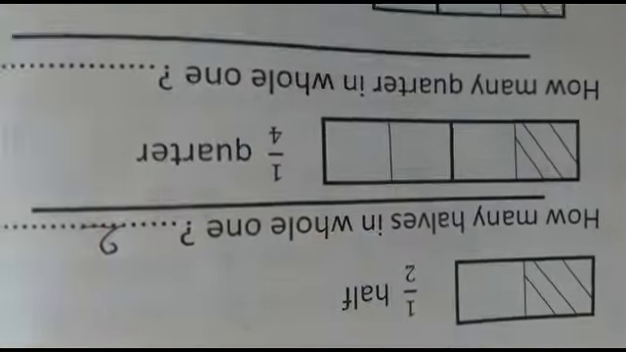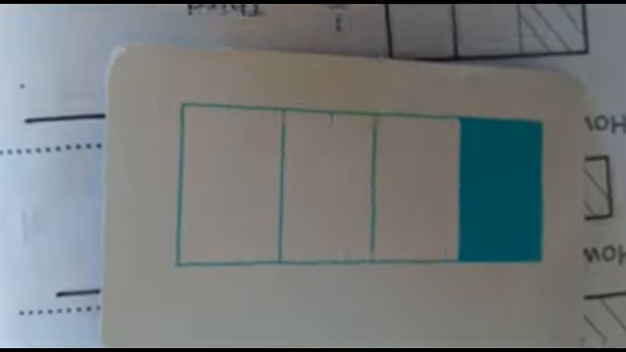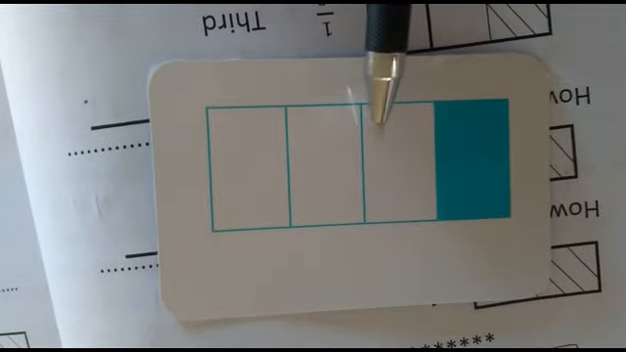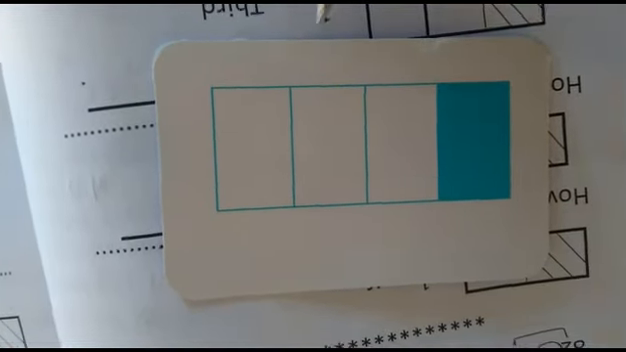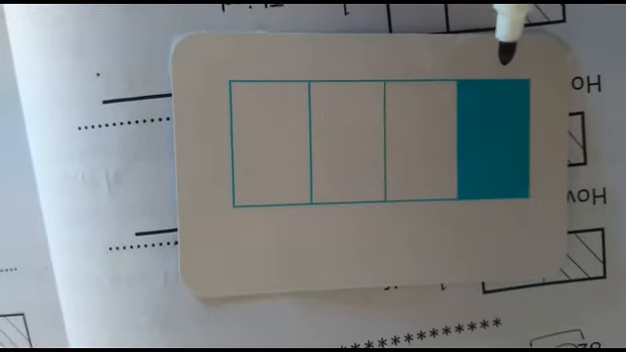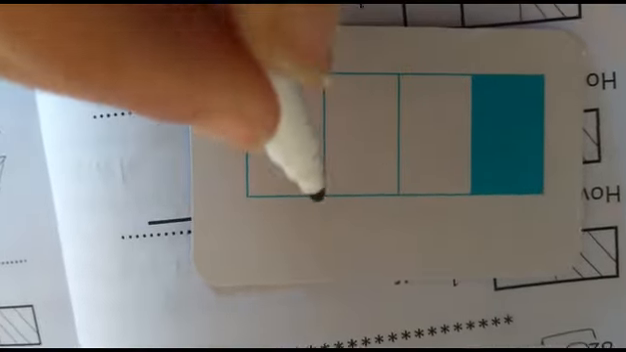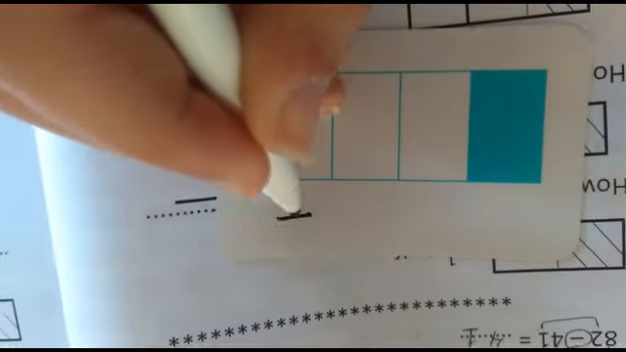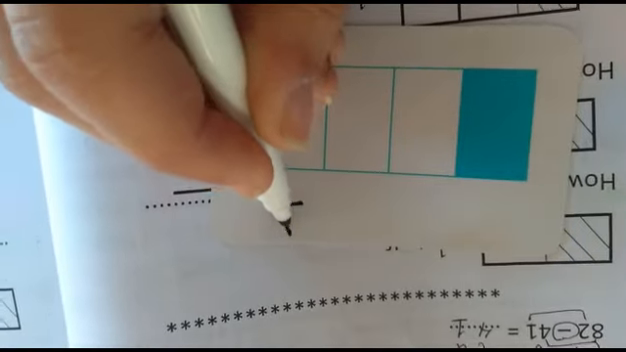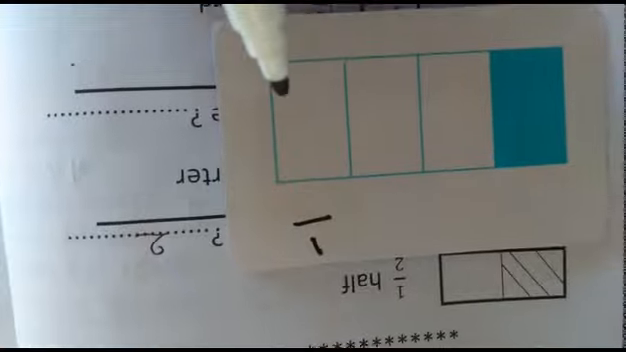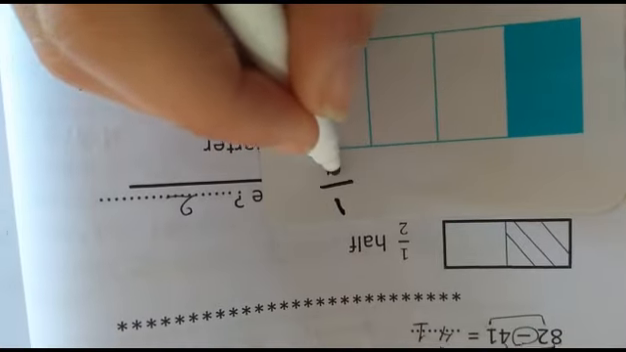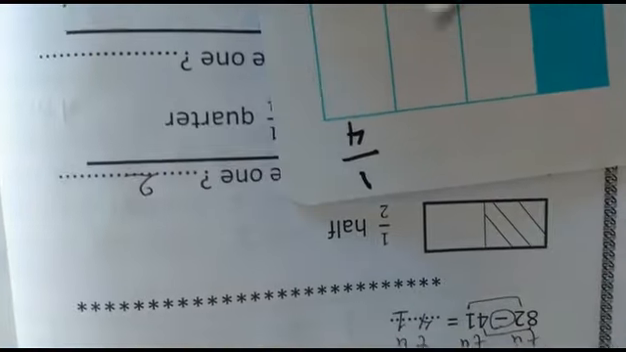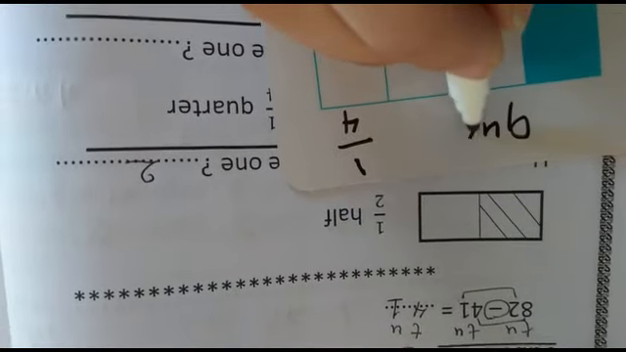And now I have whole 1, but now I divide it into how many parts? 4 equal parts: 1, 2, 3, 4. Now can you represent the colored part by a fraction? Yes, I will write the fraction line. How many colored parts? 1. I will write 1 up. And how many all parts? 4. I will write 4 down. Now this fraction is called what? Quarter.